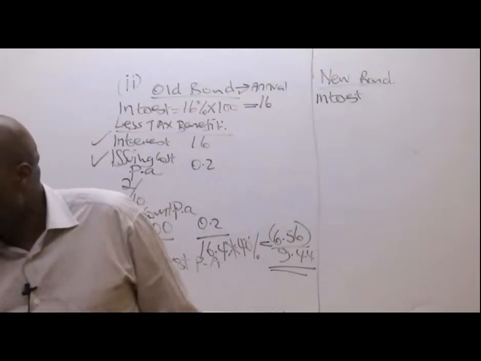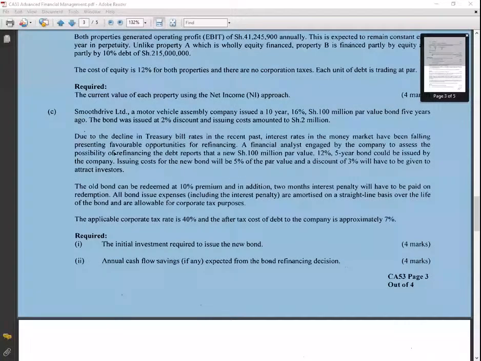Thank you. So information on the new bond is given here. Due to the decline in treasury bill rates in the recent past, interest rates in the money market have been falling, presenting favorable opportunities for refinancing. A financial analyst engaged by the company to assess the possibility of refinancing the debt reports that a new 100 million par value, 12%, 5-year bond could be issued to the company.